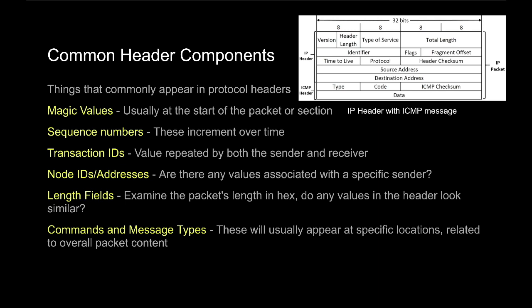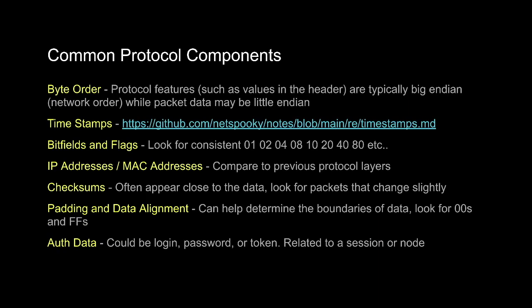Other protocol components that are really common: byte order is something to know about. Protocols will usually be in big endian network order, that's what they call it, but the data inside of the packet might be little endian. Things like application-style data might be easier to process if stored little endian, but a lot of protocols are designed using big endian, so they might actually be in a mixed endian format.